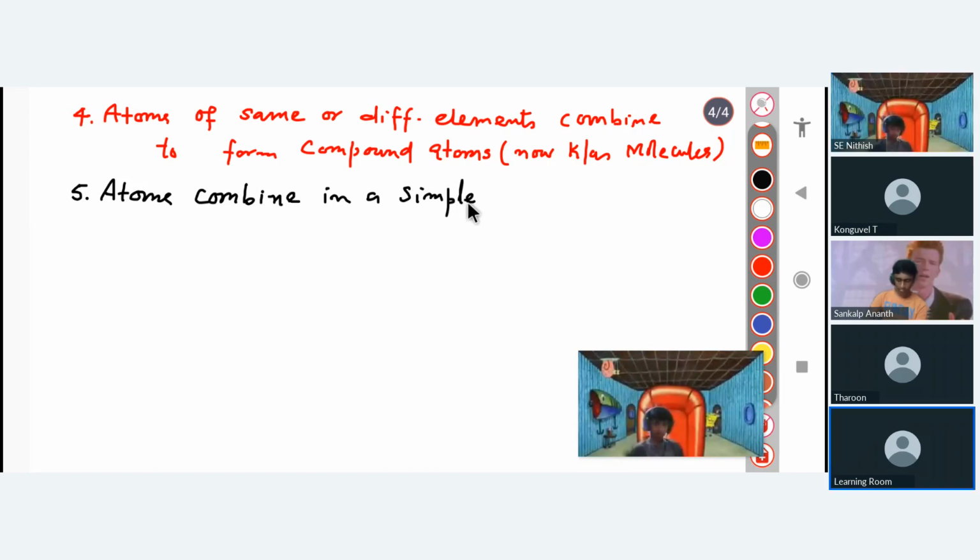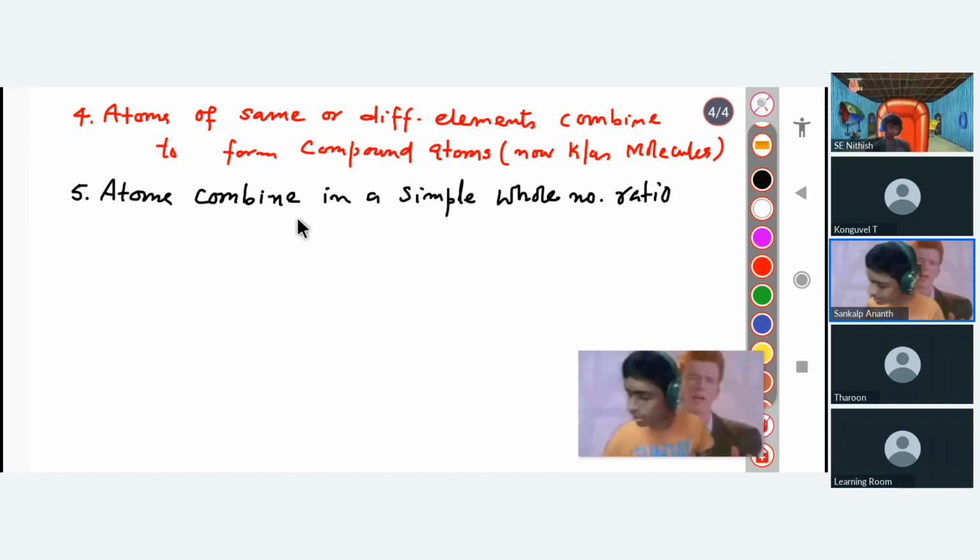It also has limitations. It is not necessary that atoms will always combine in a simple ratio. Is it always a whole number, sir? No, it is not always a whole number, but according to Dalton, atoms combine in a simple whole number ratio. We learned in balancing equations that we get ratios like 7/2.